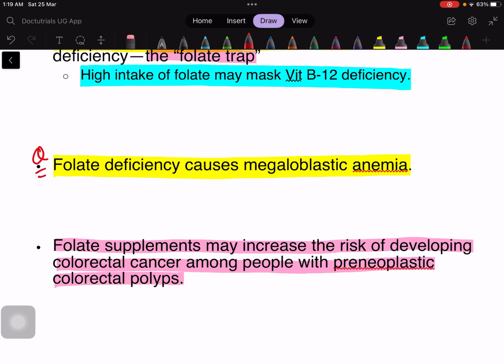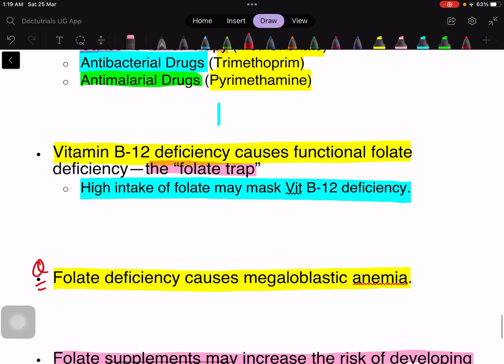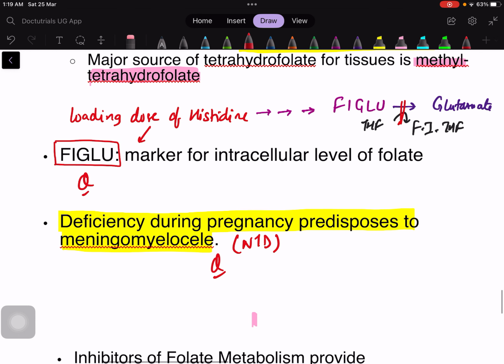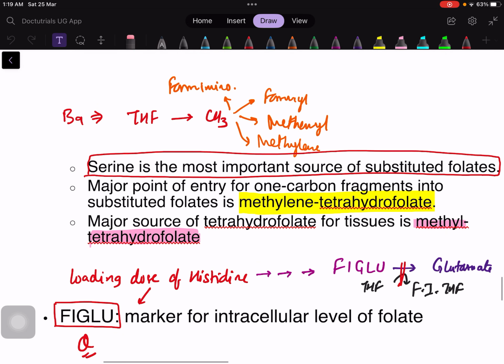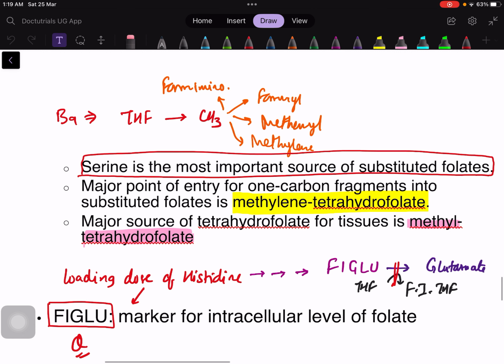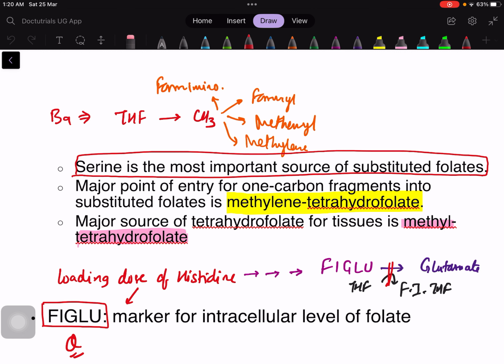All of you know this, that it causes the megaloblastic anemia. All of you know this, that it unmasks the B12 deficiency. You know the incidence of folate trap. You know the incidence of neural tube defect, FIGLU as the marker for the intracellular deficiency, and the various points related to the addition of methyl group to the tetrahydrofolate.